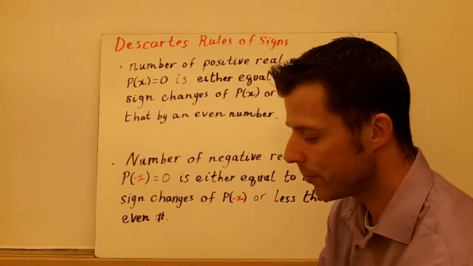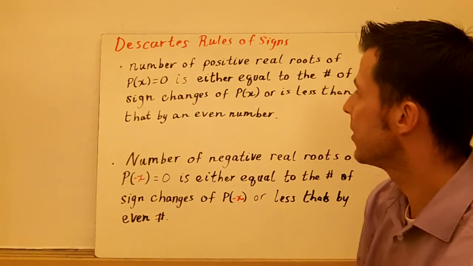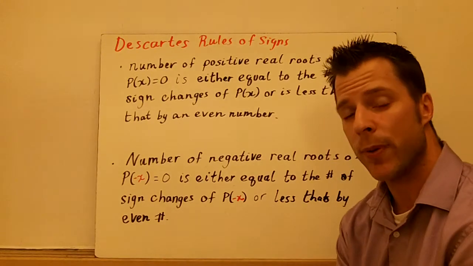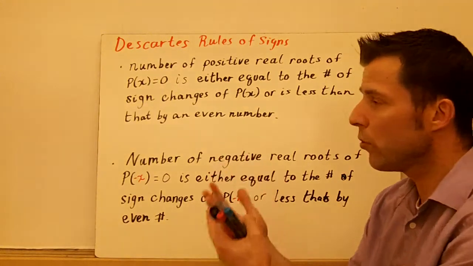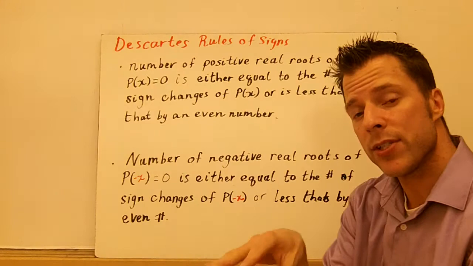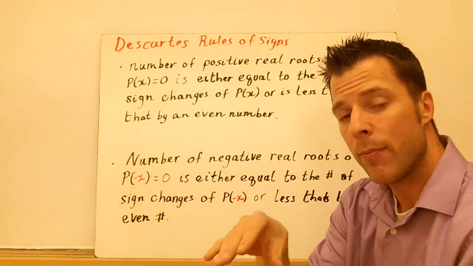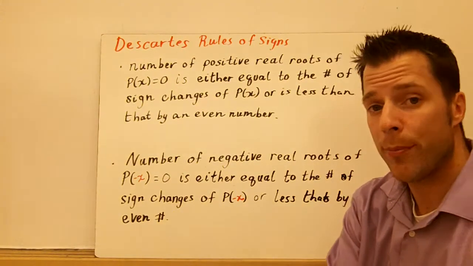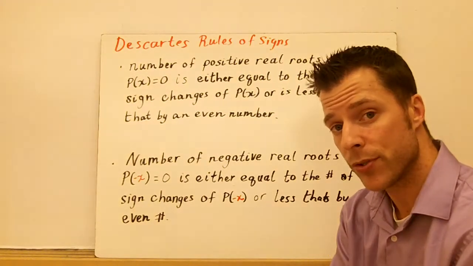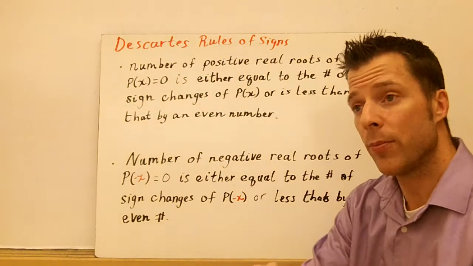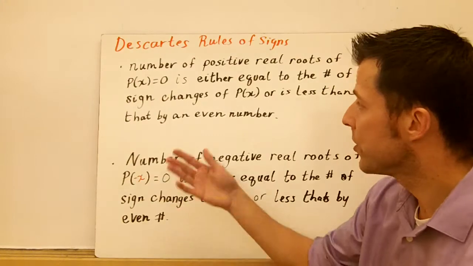Our last example deals with this guy, Descartes' rule of signs. Okay, and there's 2 possibilities. So the rule of signs here tells you the number of possible positive real roots or the possible negative real roots. Kind of like the rational root theorem. They're possibilities. Okay, so here's the idea.